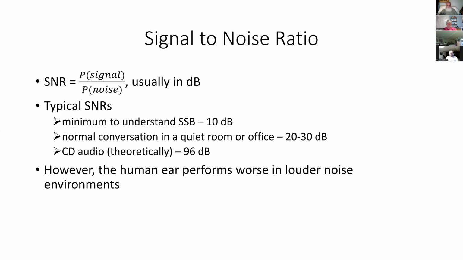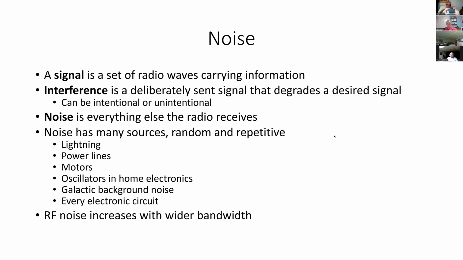Now noise, I want to talk about noise too. Signal is a set of radio waves carrying information, for instance, a radio broadcast. You want to hear the news or listen to music, that's desired information. Interference is a deliberately sent signal that degrades a desired signal. It can be intentional, it can be unintentional. Noise is everything else that a radio receives.